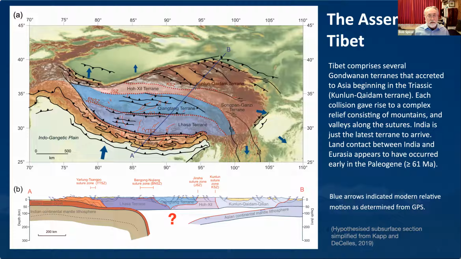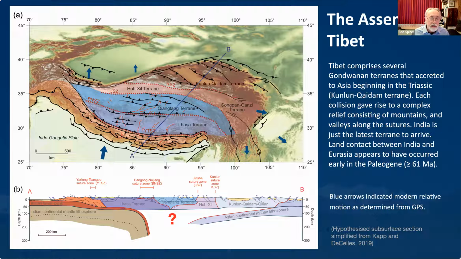And a cross section here was drawn by Kapp and Descelles in 2019, and they hypothesized about what was going on deep below the crust. We have the Indian plate subducting and diving down here. We have the Asian plate coming down here. And the Lhasa terrain is showing as being subducted below the Changtang terrain. So the Lhasa terrain is going down underneath the Changtang terrain.